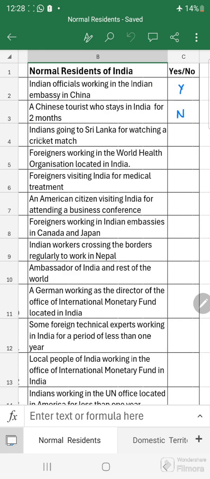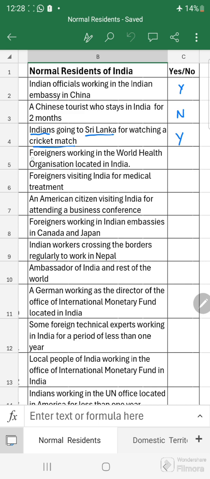The next one says Indians going to Sri Lanka for watching a cricket match. So they are just going for watching a cricket match. They are staying in India, and we've learnt it as an exception category that they will be considered as normal residents of the country from where they are going and not of Sri Lanka.